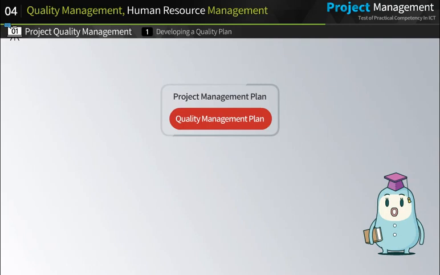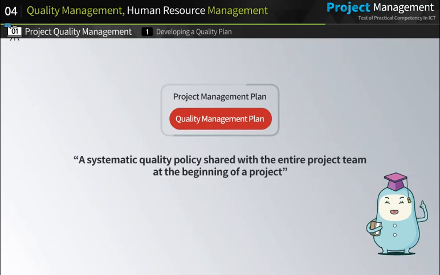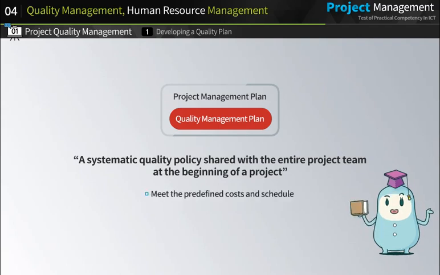Quality Management Plan is one of the project management planning documents, and importantly, this plan is developed and shared with the entire project team at the beginning of a project so that the team can meet the predefined costs and schedule and develop a practical quality plan to minimize rework.